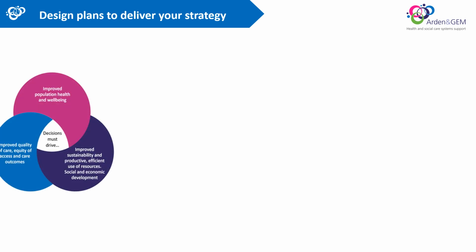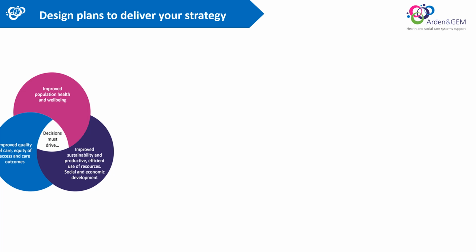So in designing our planning models and our connected planning approach, we need to ensure that we're designing to meet our strategy. And many strategies have these 3 core objectives, which is improving population health and well-being, improving sustainability and use of resources, and improving quality of services. And decisions are at the heart of that, and good decision making.